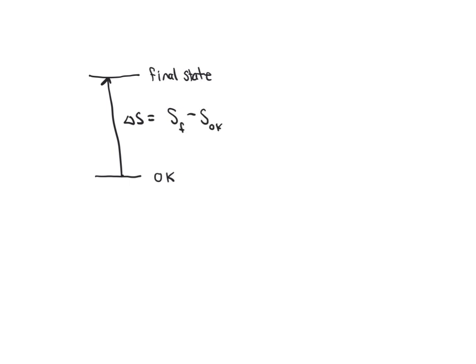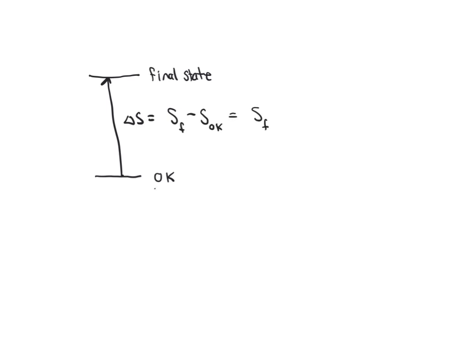If we use this as our reference state, so 0 Kelvin, and we look at any other state not at 0 Kelvin, and then we calculate the change in entropy from 0 Kelvin to that final state, then we are going to take the entropy of the final state, subtract the entropy of the initial state, which is at 0 Kelvin, and that's going to give us the entropy of the final state.